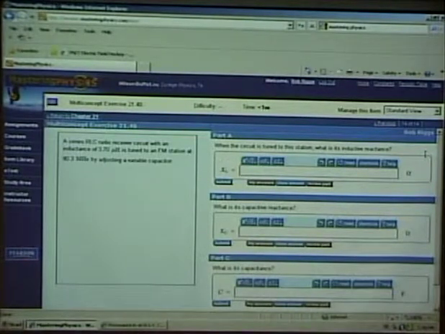With an inductance tuned to an FM station at 93.0 megahertz, 90.3.